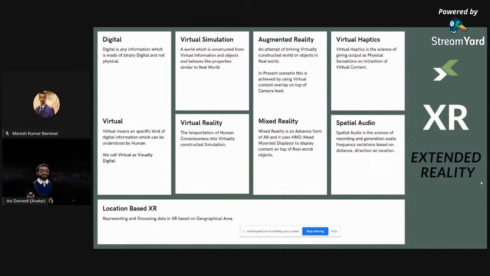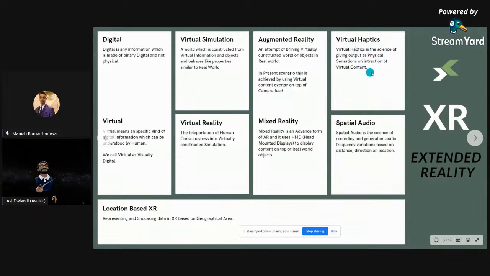Okay, so also let's talk about what virtual haptics is. In virtual reality, in virtual simulations, you cannot feel anything. If you touch something, your hand will pass through it. This scenario breaks the illusion of being in the virtual world, because the virtual world should feel real. So this is why this field comes into the picture.